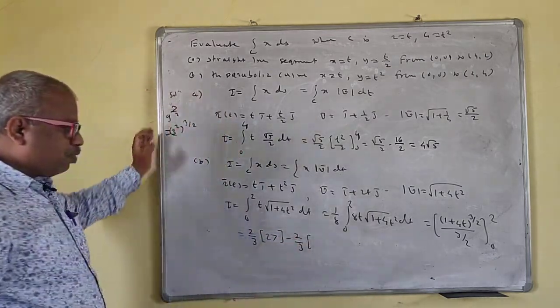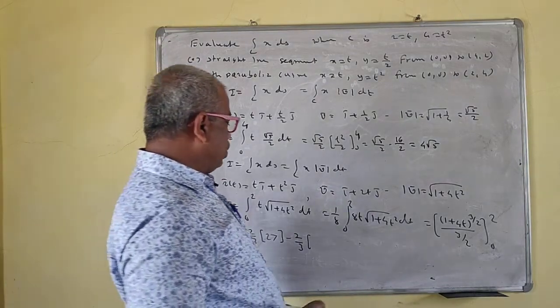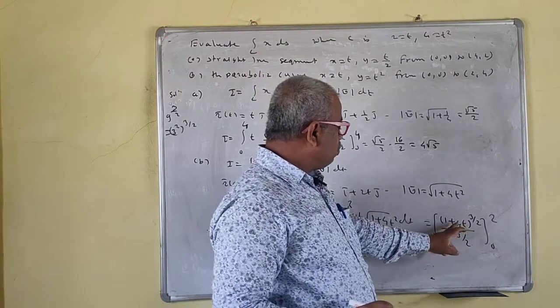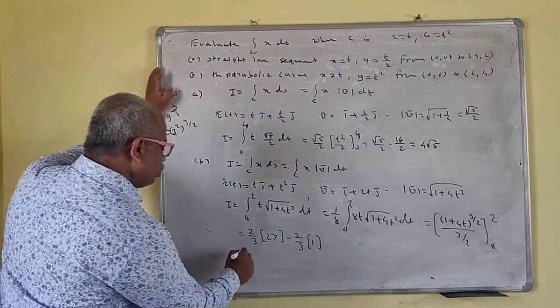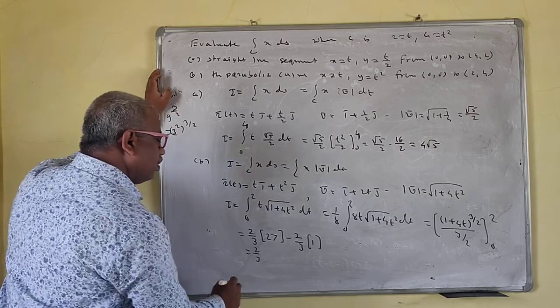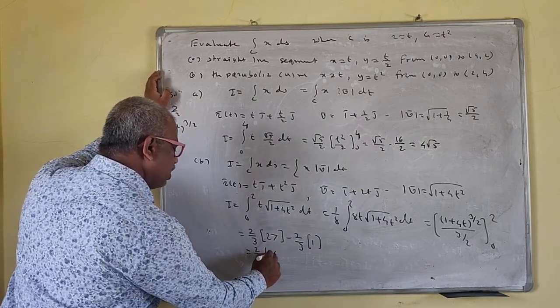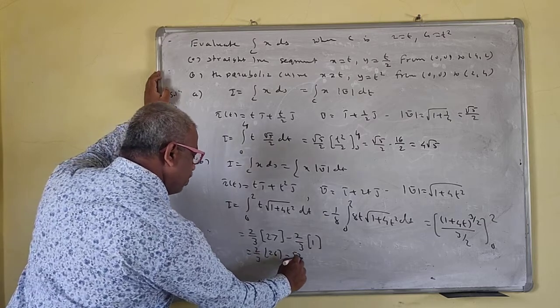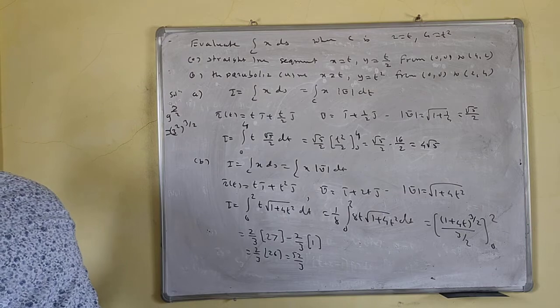So now you have to put t is equal to 0. So if you put t is equal to 0, this is 1. So this is 1 now. Okay. So this is what then? 2 by 3. 27 minus 1. This is 26. So that is what? 52 by 3. So your answer is what? 52 by 3.